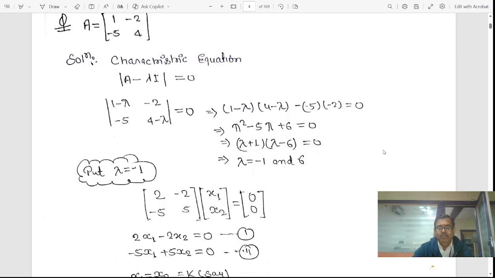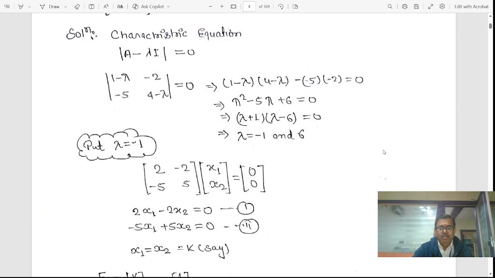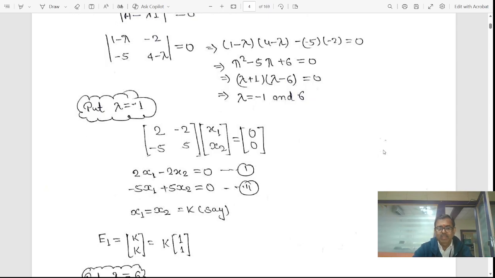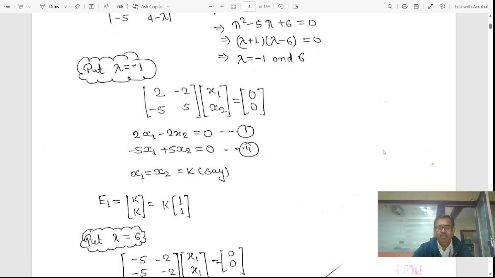So we get the equation [2 -2; -5 5] times [x1 x2] equal to the null matrix. After multiplication it becomes a single equation, 5x1 + 5x2 = 0. That means x1 = x2 = k. So therefore the first eigenvector is (1, 1), after taking k common.